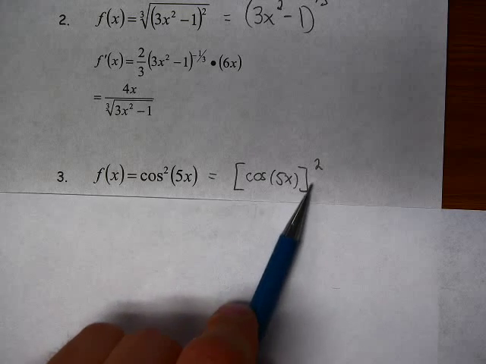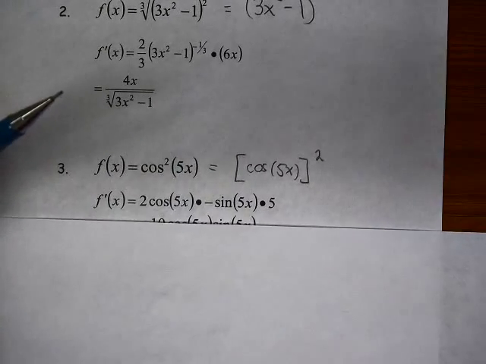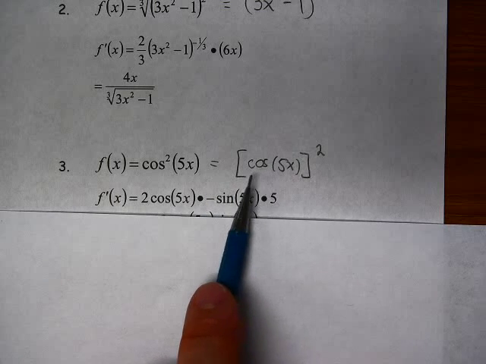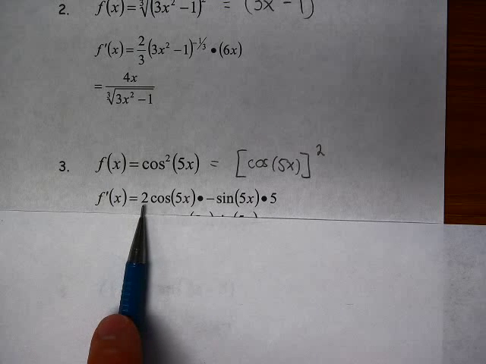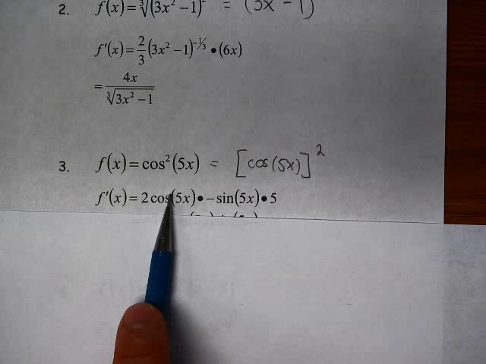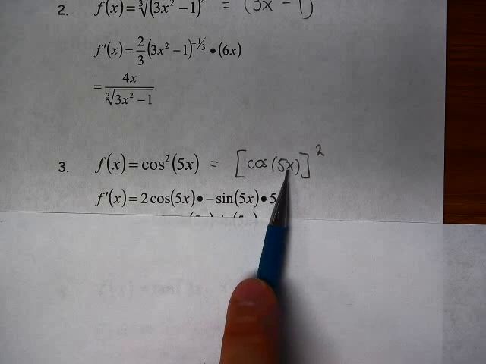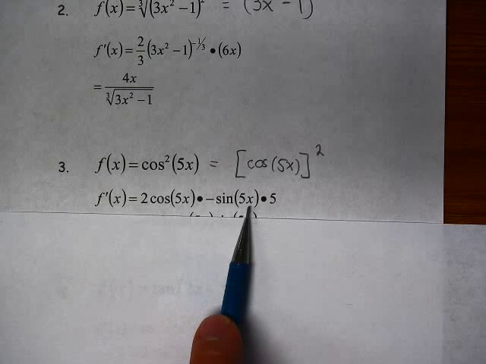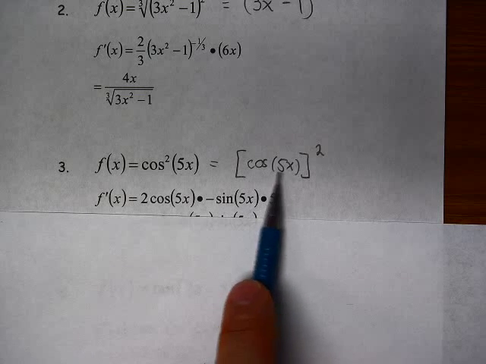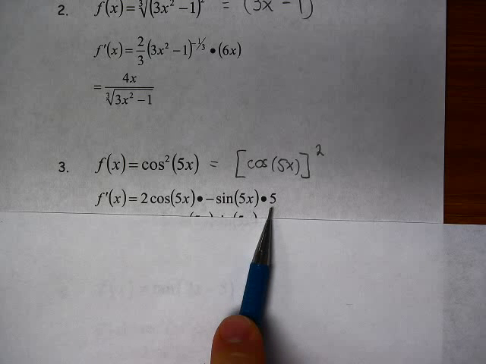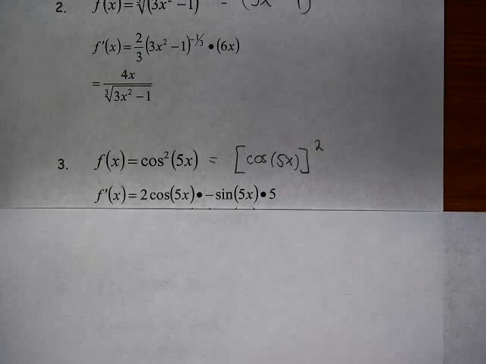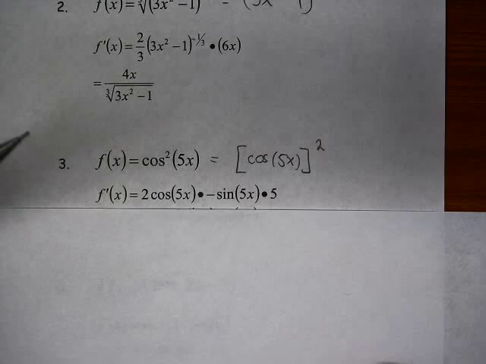So we're going to start from the outside in. I have a quantity squared, so I would take the derivative of that by multiplying the 2 in front and subtracting 1 from the exponent with the inside remaining unchanged. So I have 2 times cosine of 5x now to the first power. Now the derivative of cosine is negative sine. So now I'm multiplying by negative sine of 5x. Again, this inner part remains unchanged. And then finally I multiply by the derivative of 5x, which is 5. So there's my derivative.